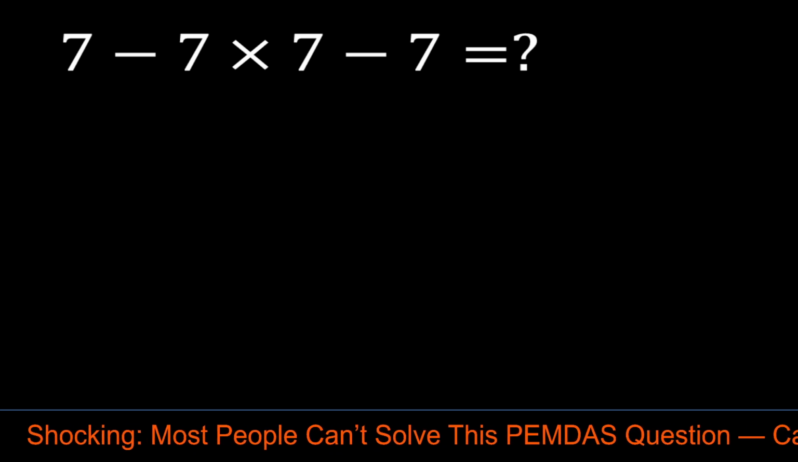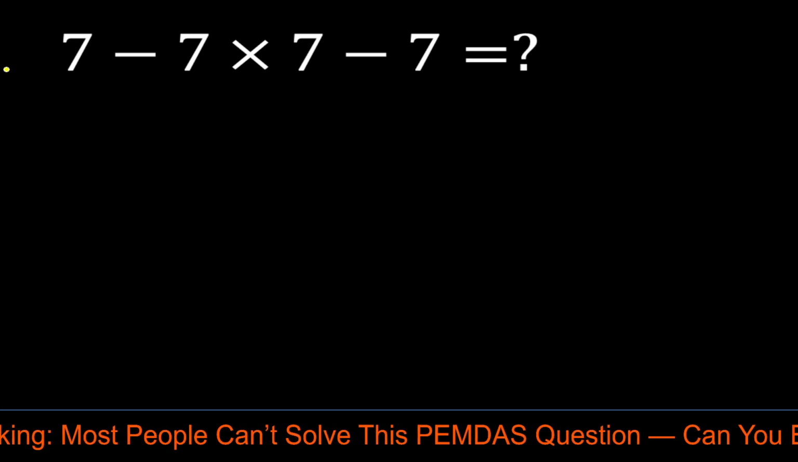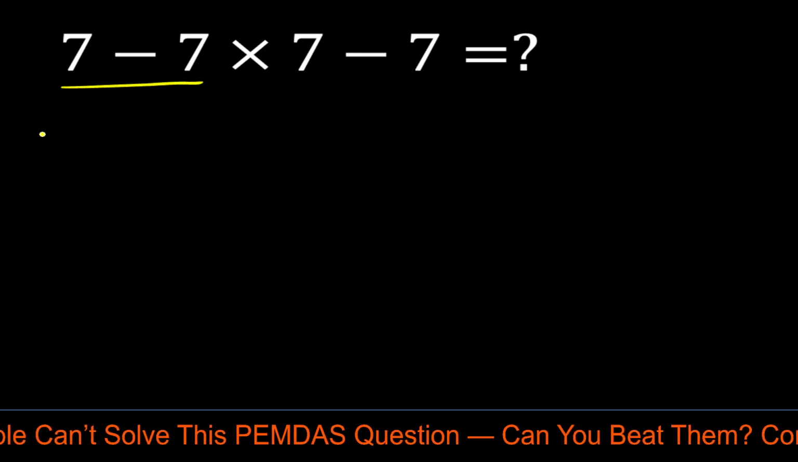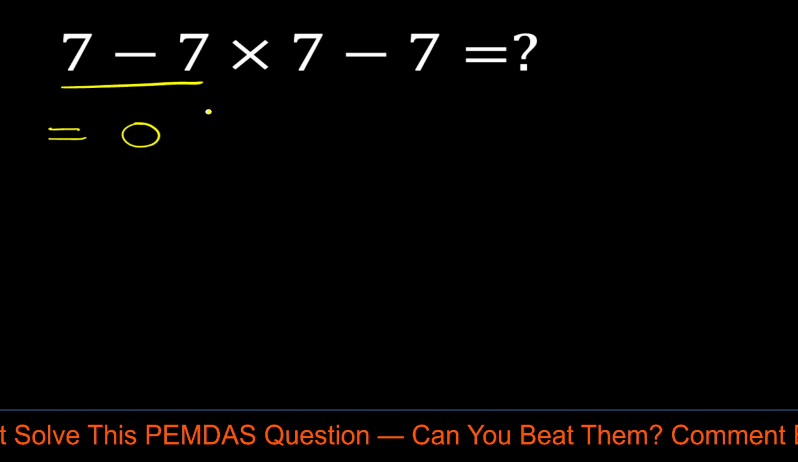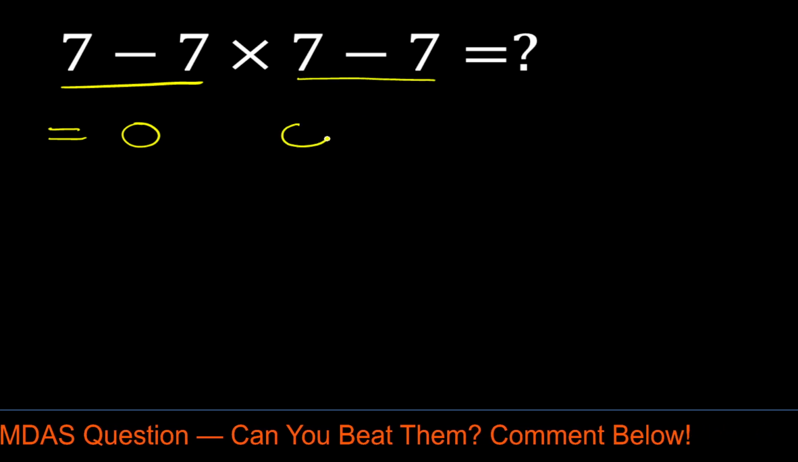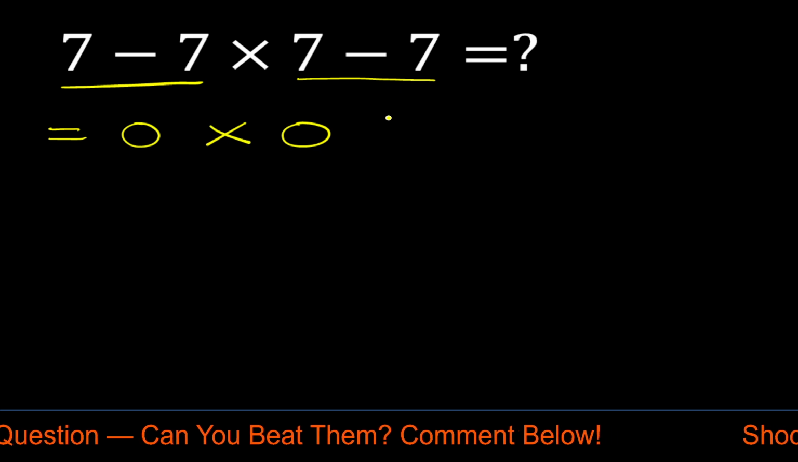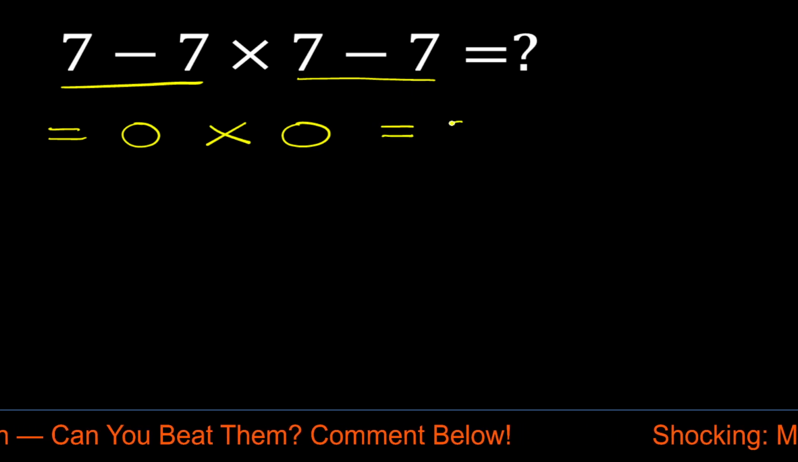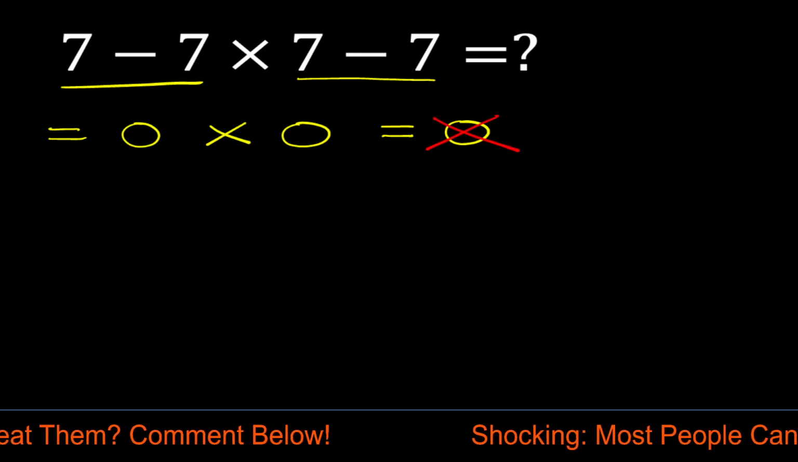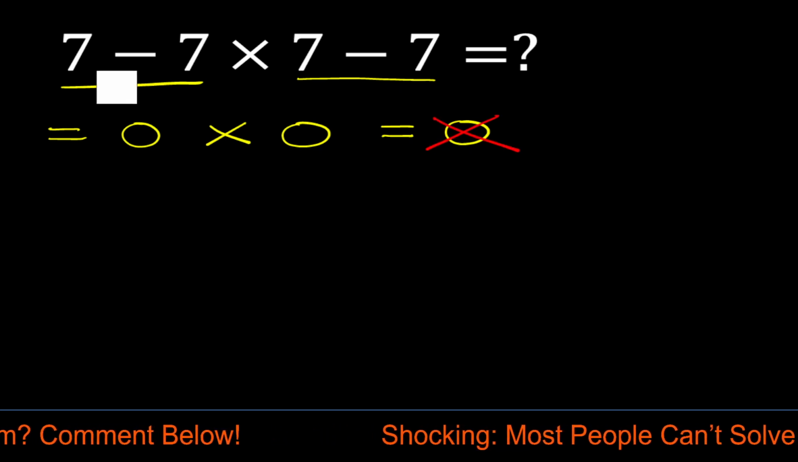So most people solve this question like 7 minus 7. So 7 minus 7 is equal to 0, right? Then again 7 minus 7. So 7 minus 7 is also equal to 0. Now 0 times 0. So 0 times 0 is equal to 0, right? But this answer is not correct. This answer is completely wrong.